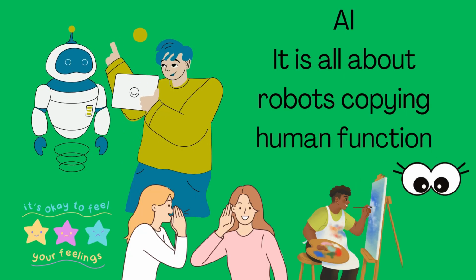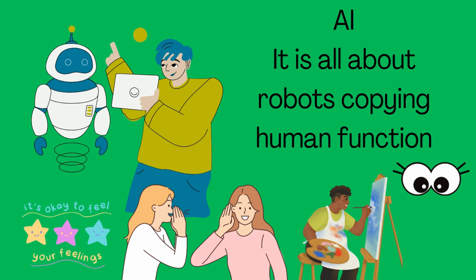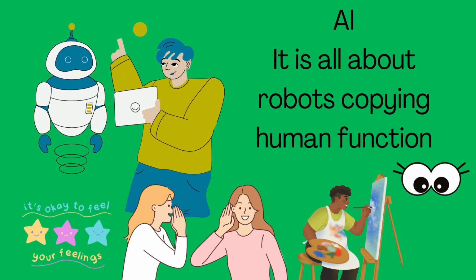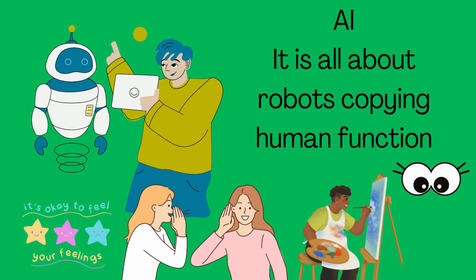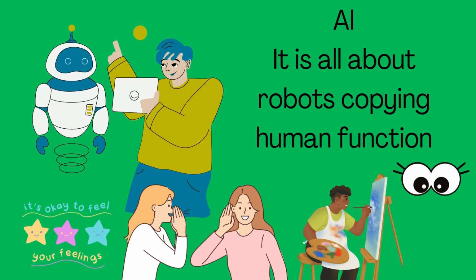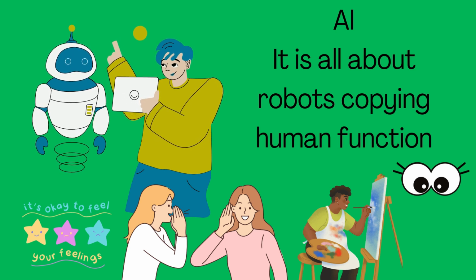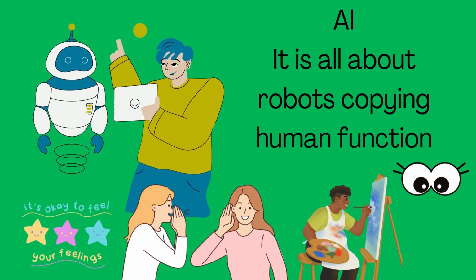Let's start by understanding what is AI. AI is basically robots trying to copy humans. Yep, robots trying to copy our ability to see things. Robots trying to copy our ability to understand human emotions and have conversations and speak and draw and be an artist and express ourselves.